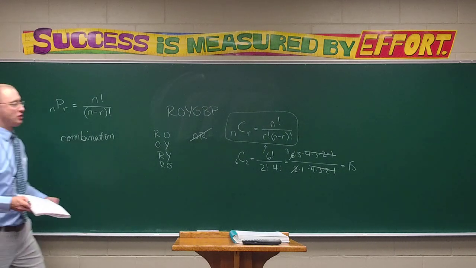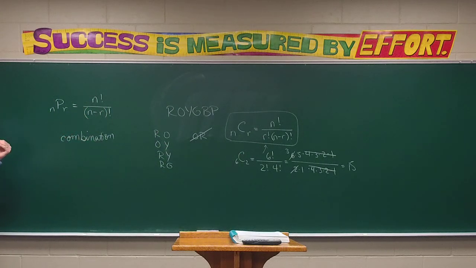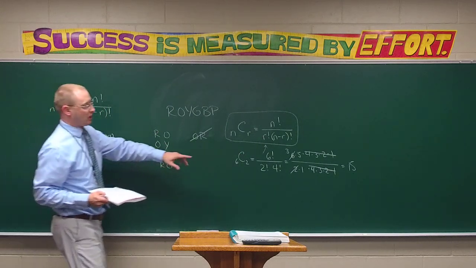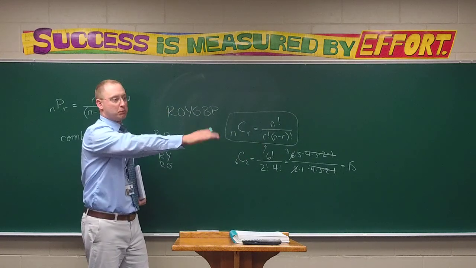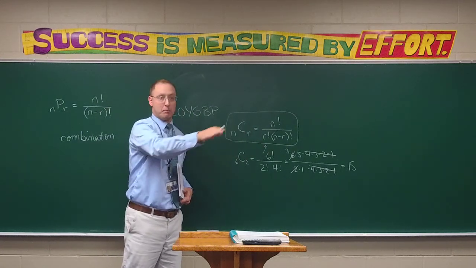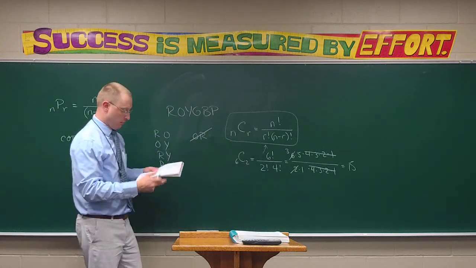Again, like a permutation, but you also divide out the r factorial. That's the only difference in the formulas. Make sense? Because this basically reduces the number of possibilities. Again, if blue and purple is different from purple and blue, that's going to make more possibilities, right? If we're dividing that out, we want fewer possibilities.